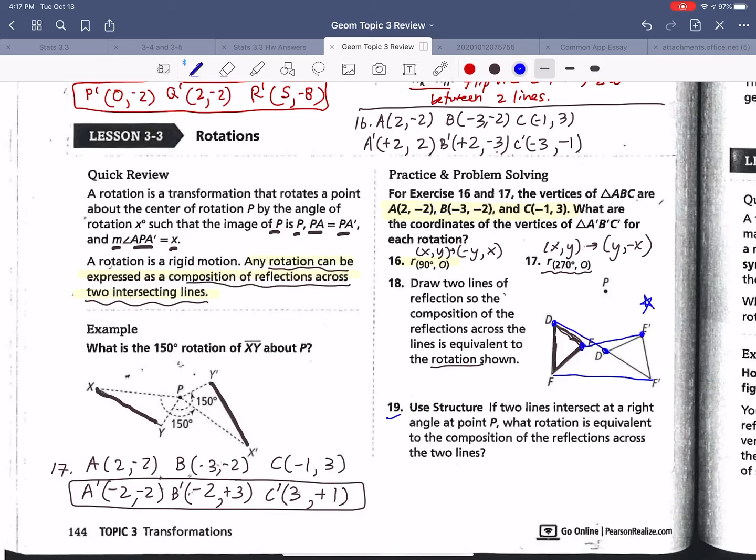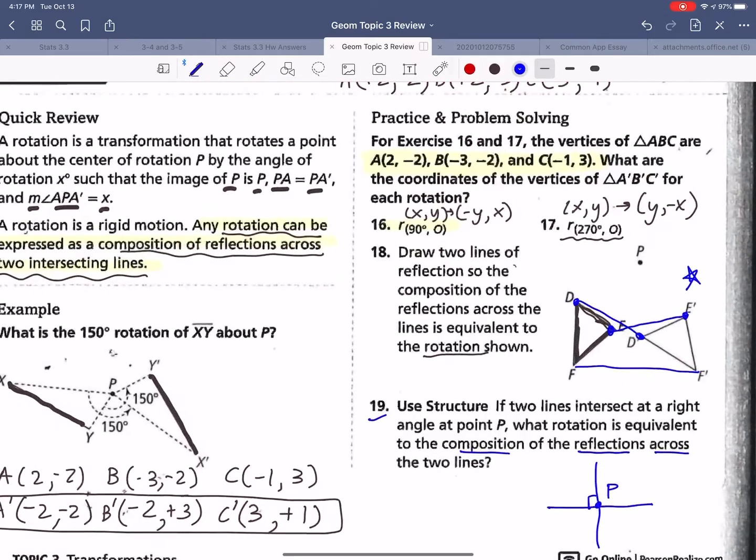If two lines intersect at a right angle at point P, what rotation is equivalent to the composition of the reflections across the two lines? Oh, okay, so that's interesting. I think we noticed that the rotation is the same. A 180-degree rotation is the same as reflecting over both x and y. So we can kind of show that here.